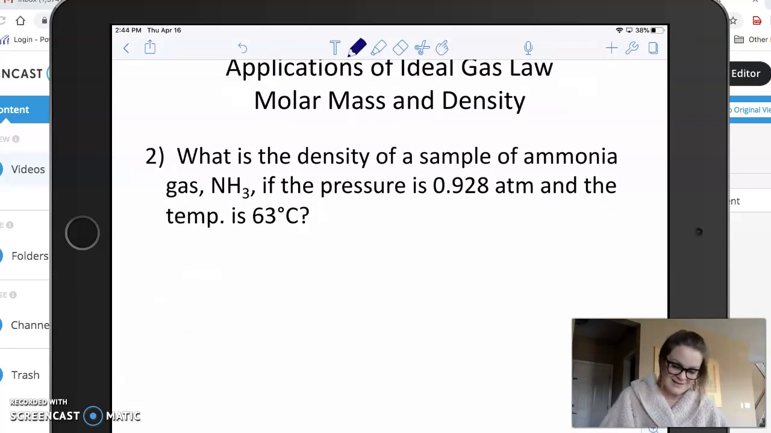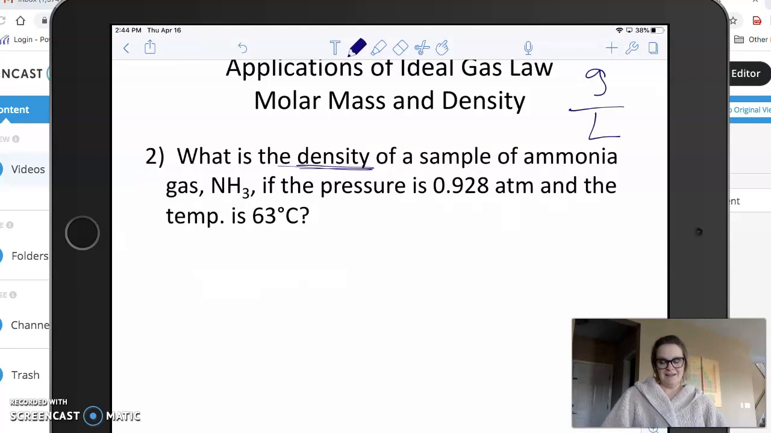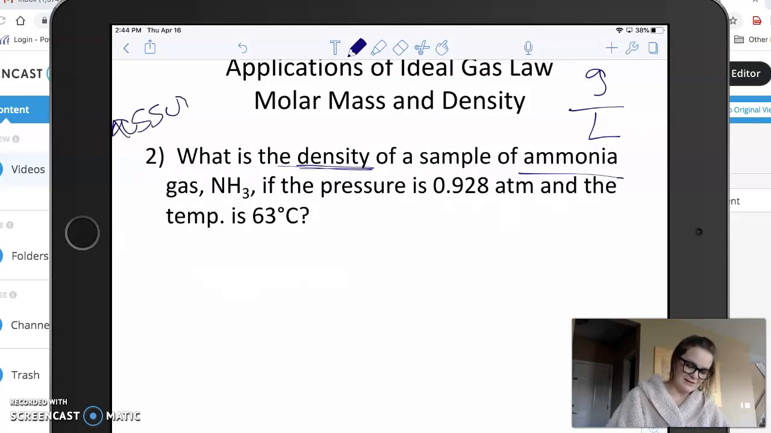Oh, density. We need the units being grams per liter. And we're talking about ammonia. To make this easy, let's assume you have 1 mole of ammonia.